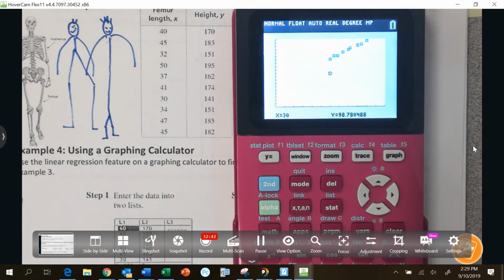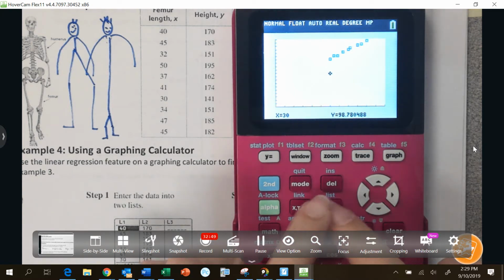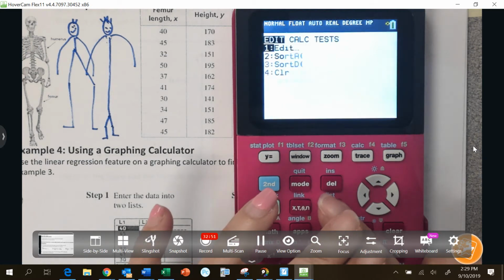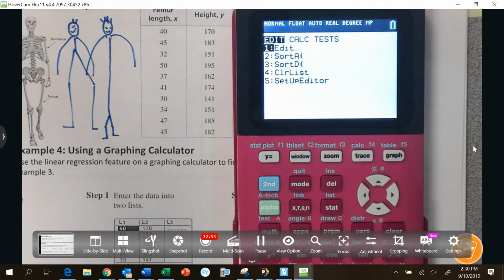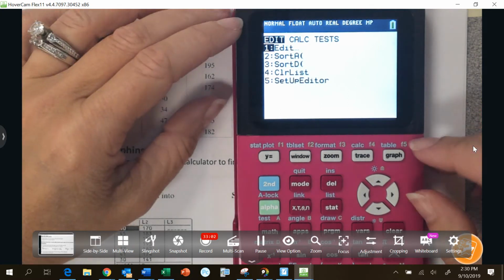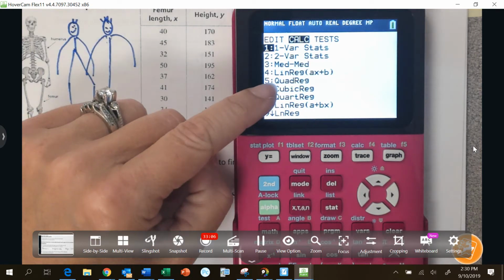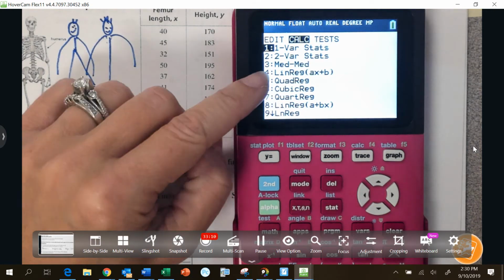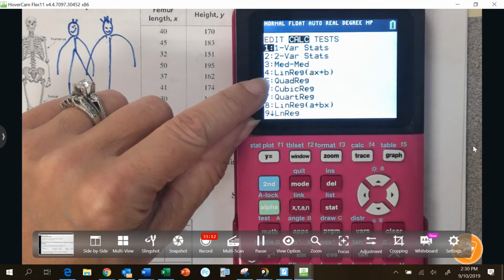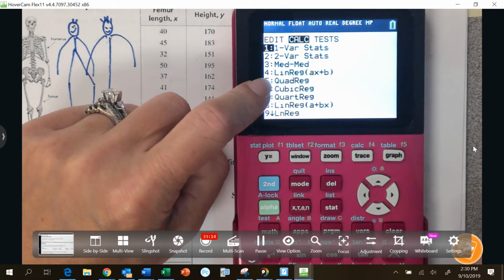From here, I'm now going to show you how to find the line of regression, which is the line of best fit. So you go to stat. This time we already have our stuff put in, so we're going to calculate something. You're going to go over to calc, and linear regression is number 4. Linreg, number 4.